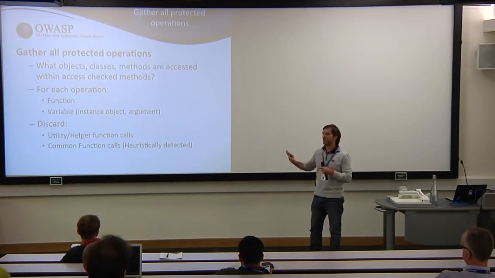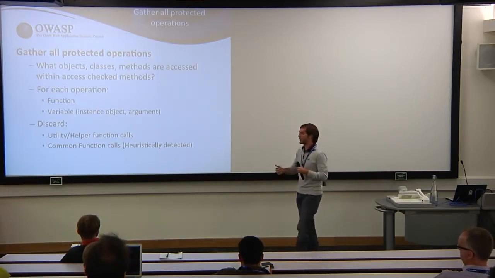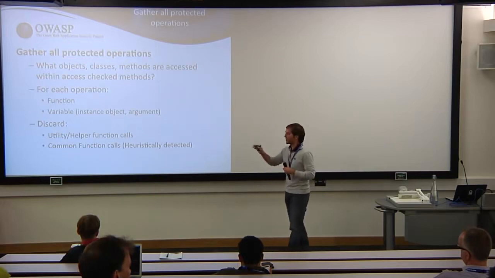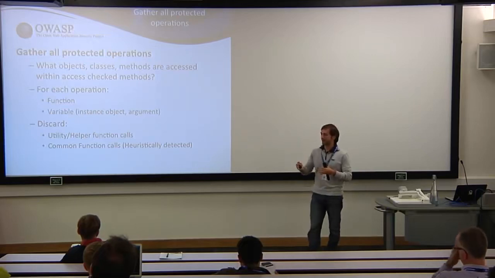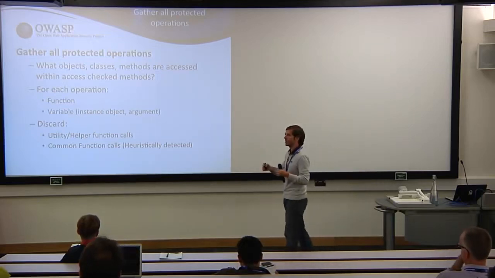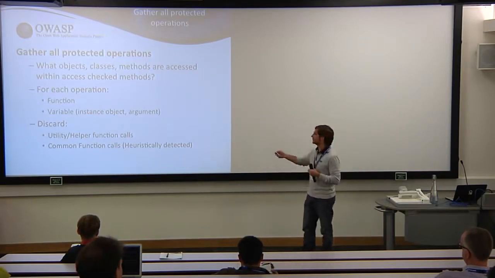Also, we have to discard some generic methods that are going to be all over the application, like login methods, methods that are being called from many different call sites. So they are going to be heuristically detected and basically discarded, because we cannot infer a missing authorization check from a method that is being called from anywhere, right?